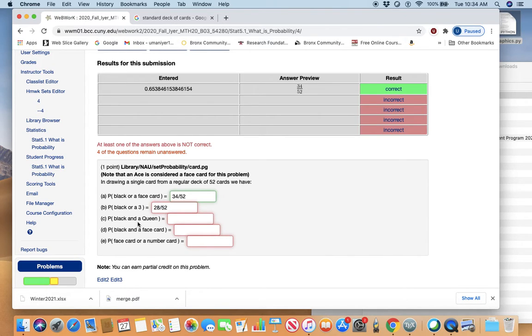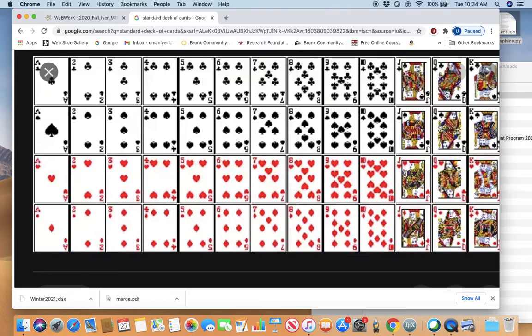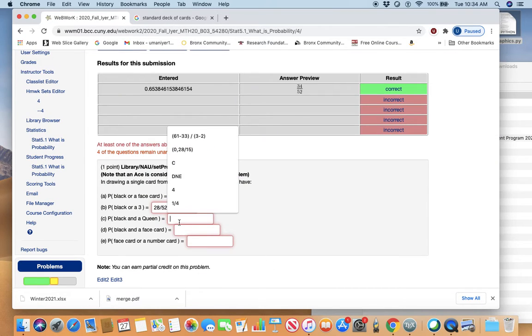A black and a queen card. So you want a card that is black as well as a queen. So only 2. These two are both black and queen. So 2 out of 52.